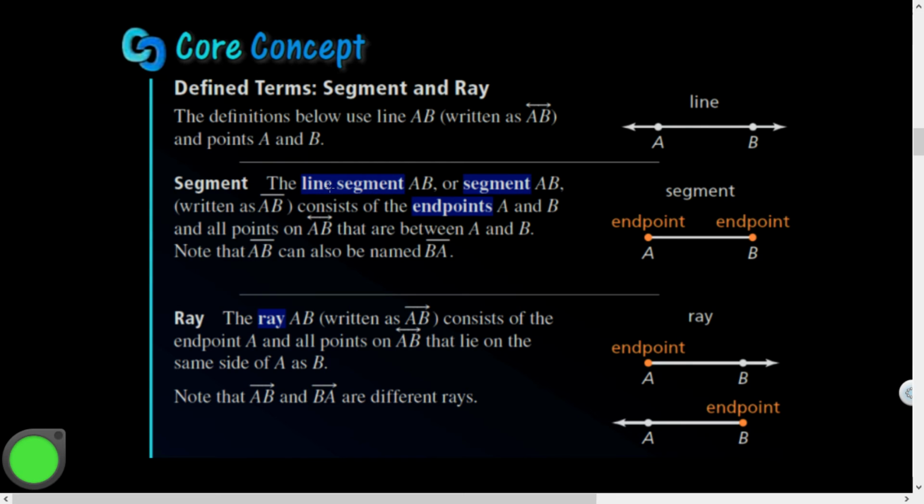So let's see, a segment. The line segment AB, or segment AB, written as AB, let's see, one of these things is not like the other, friends. What's that one missing here? Yeah, it doesn't have the arrows. Okay. Consists of the endpoints, A and B, and all the points on AB that are between A and B. So here's a line, travels infinitely in both directions. A segment is truncated. I sliced that line on 2 ends, right?